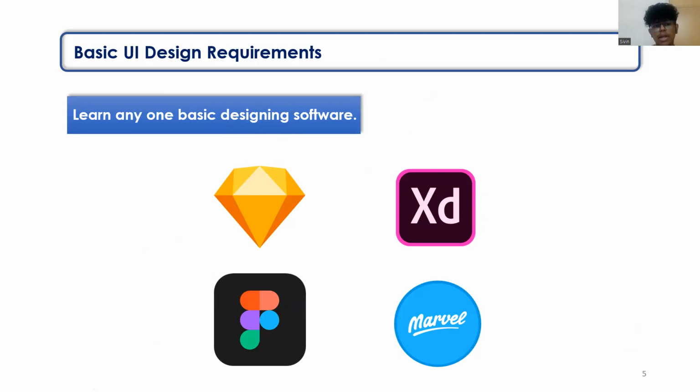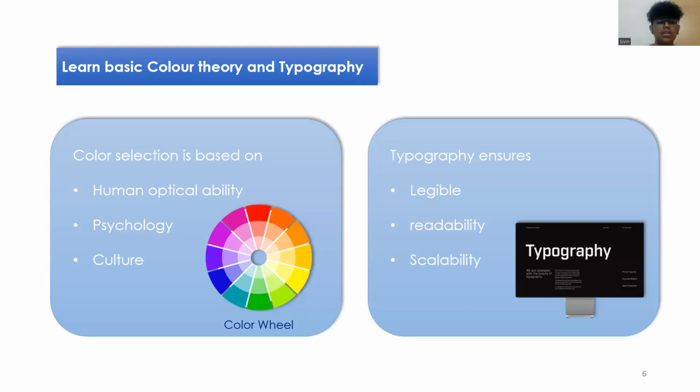It is better to know any one of these designing softwares. It can be Sketch, Adobe XD, Figma, Marvel, or any other design software. And next, I'll discuss the basic as well as the most important part of designing, that is color theory and typography. So let's first see what color theory refers to.